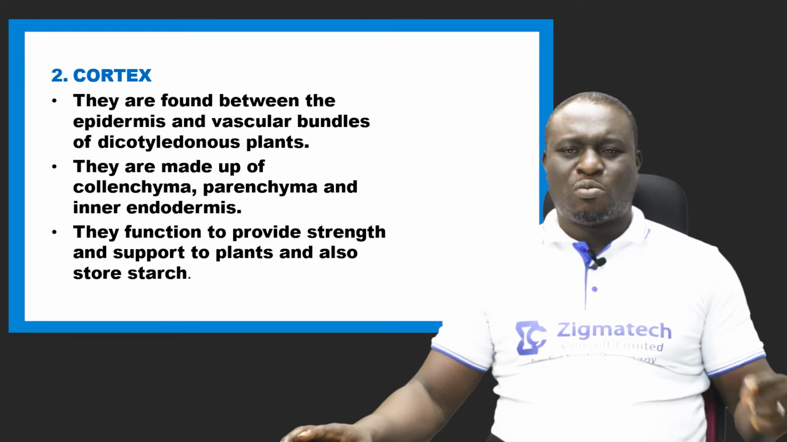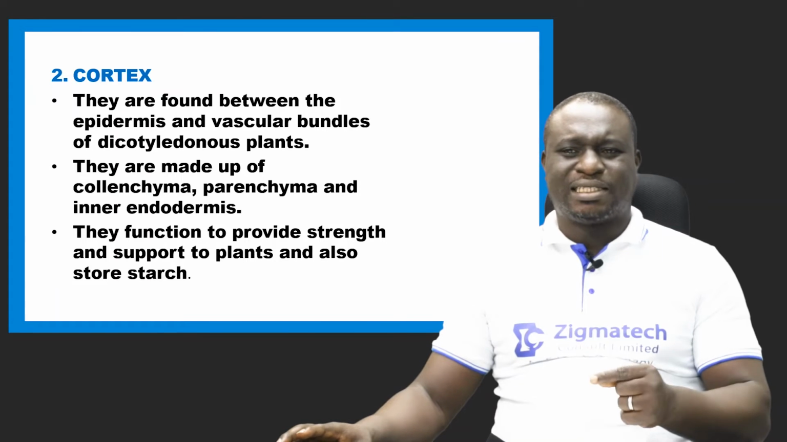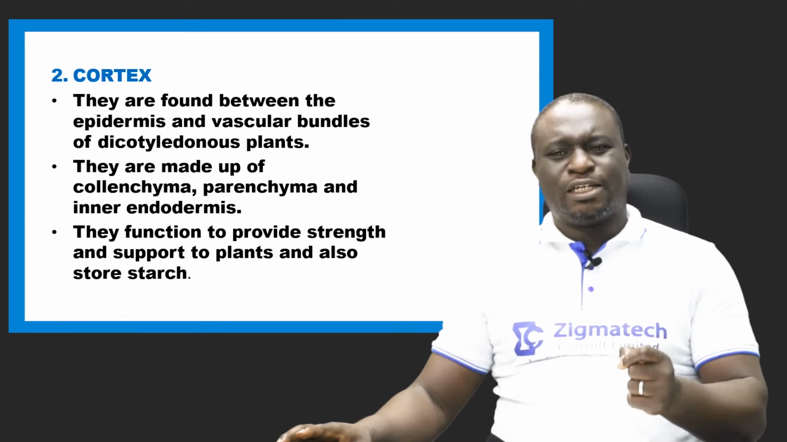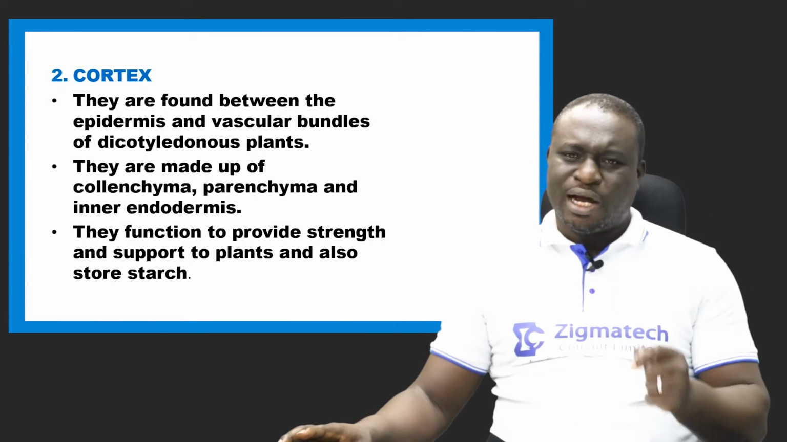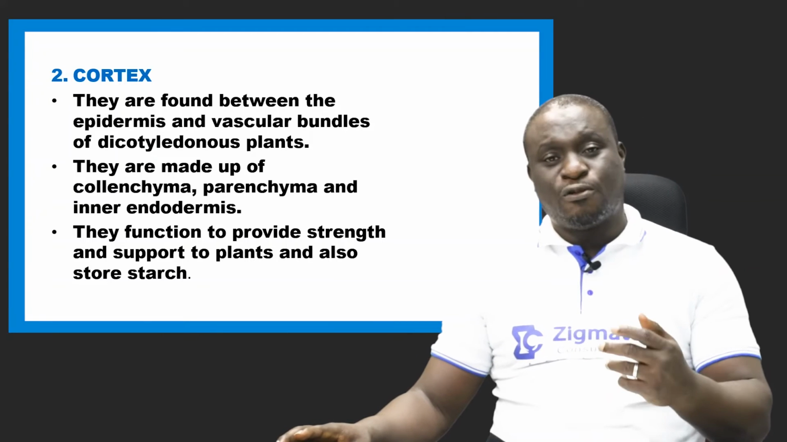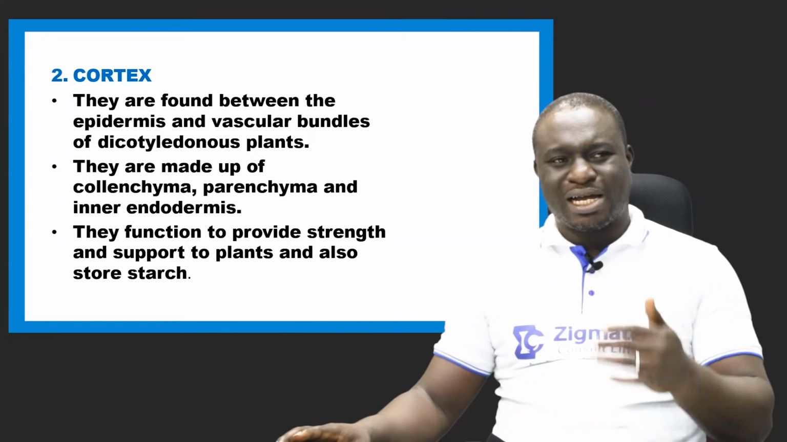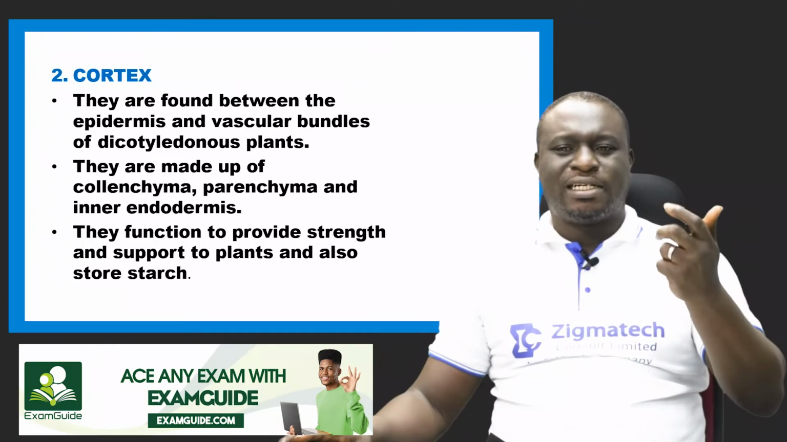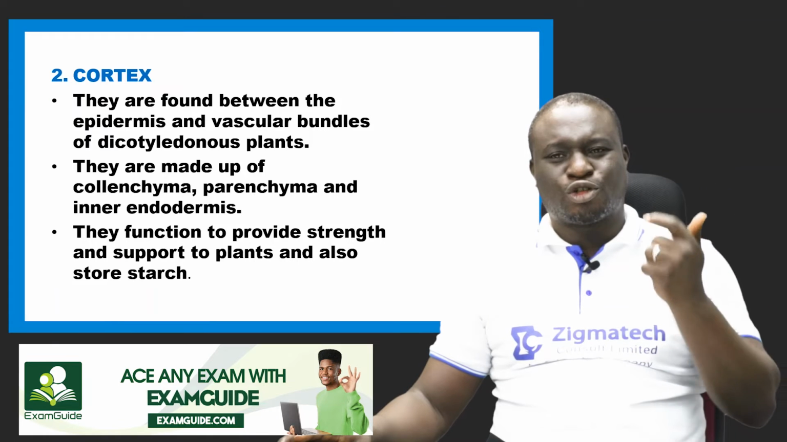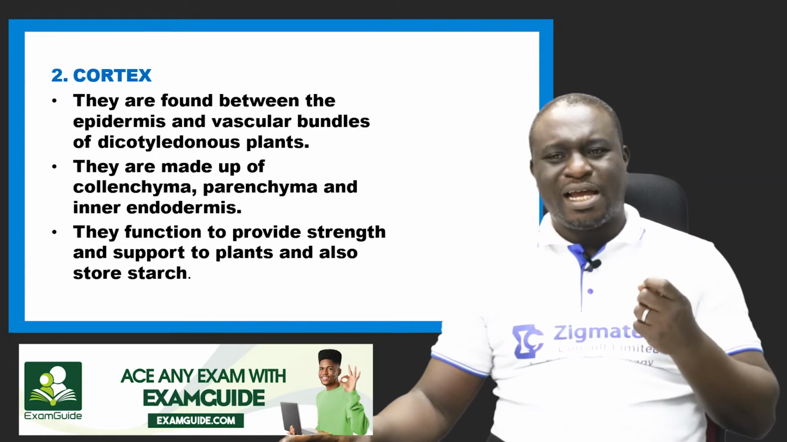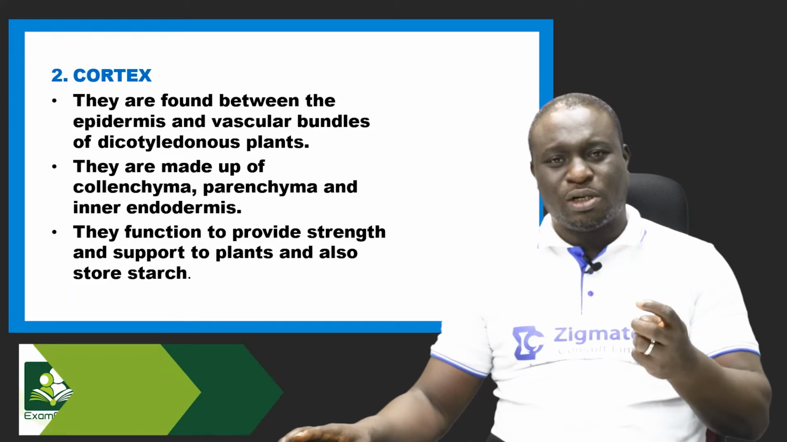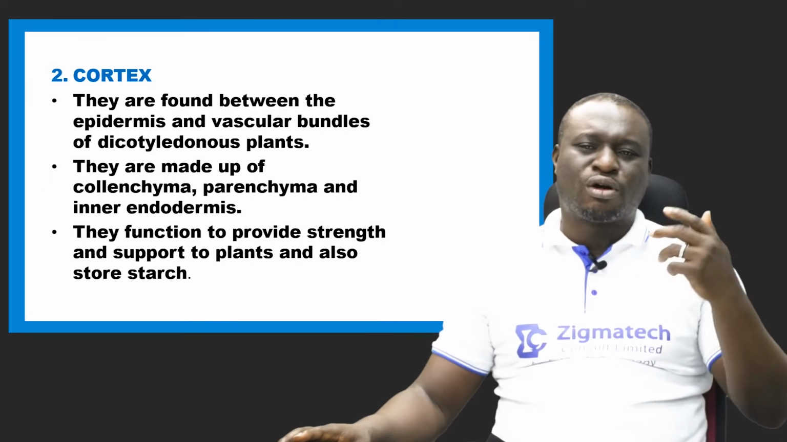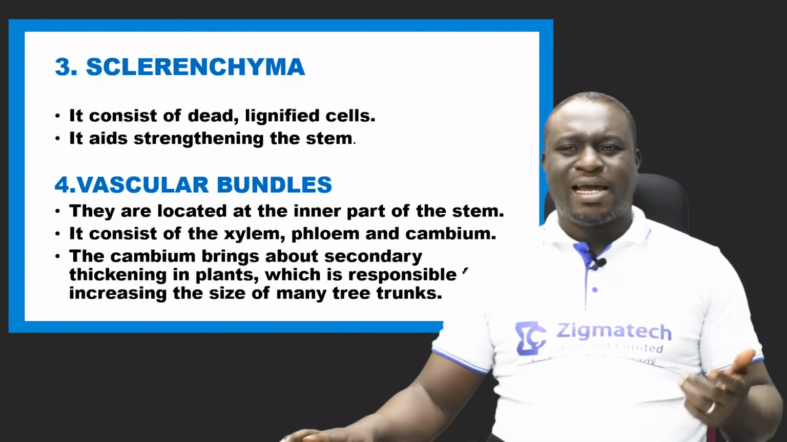One of the major functions of the cortex is that it provides strength. The cortex provides support to plants, and it also helps in the storage of starch. I repeat, the major functions of the cortex as a supporting tissue are that it provides strength and support, and also helps in the storage of what? Starch. The parenchyma ensures the storage of starch. The collenchyma provides the strength and what? Support.